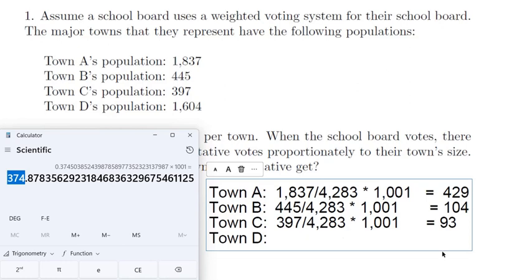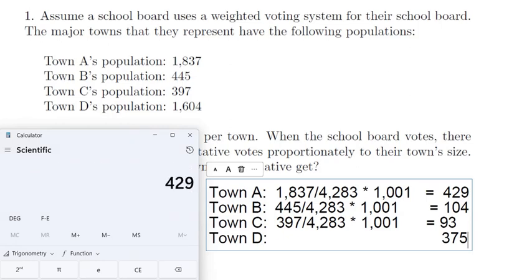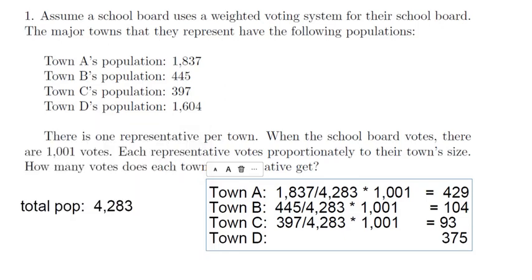Okay, so I typed that one all out instead of writing it. That's 375. And so we did some rounding. We should just check, see what happened. 429 plus 104 plus 93 plus 375. Adds up. Okay. So Town D, they get 375 votes every time they vote.